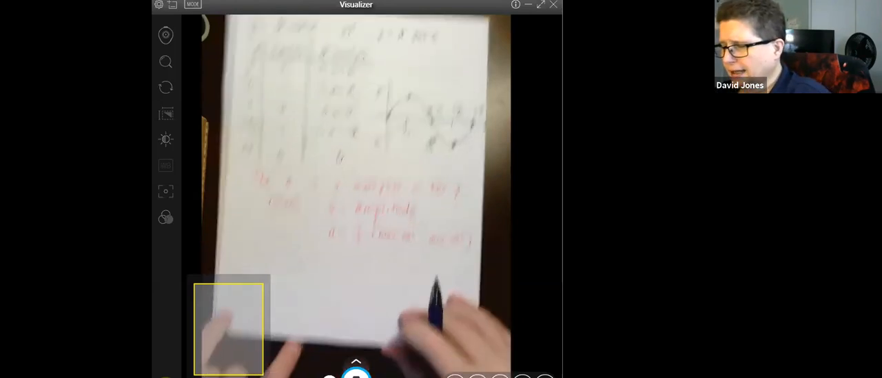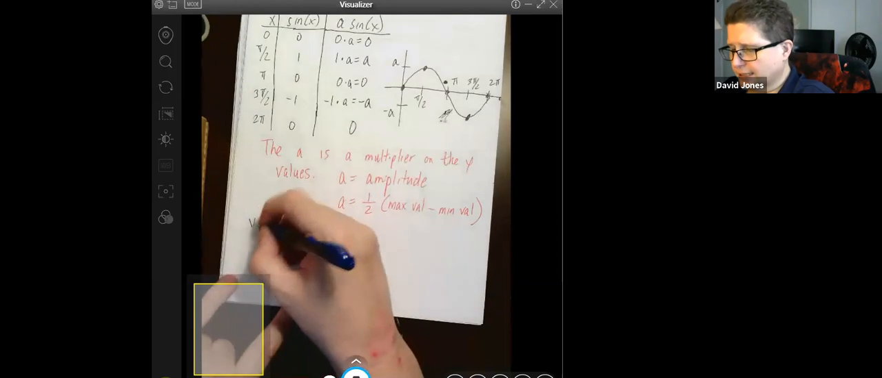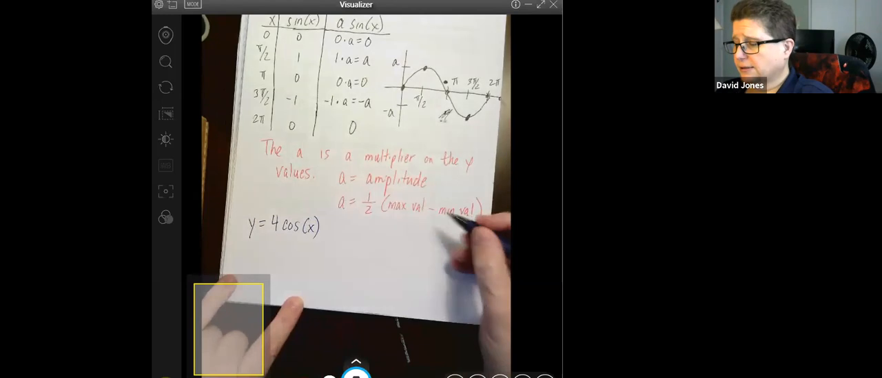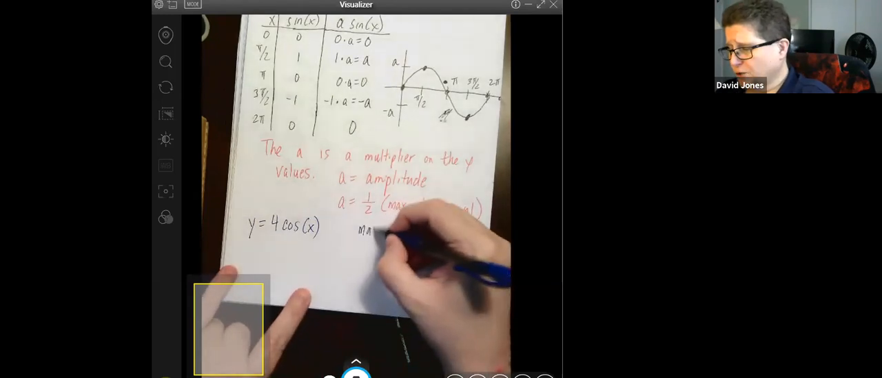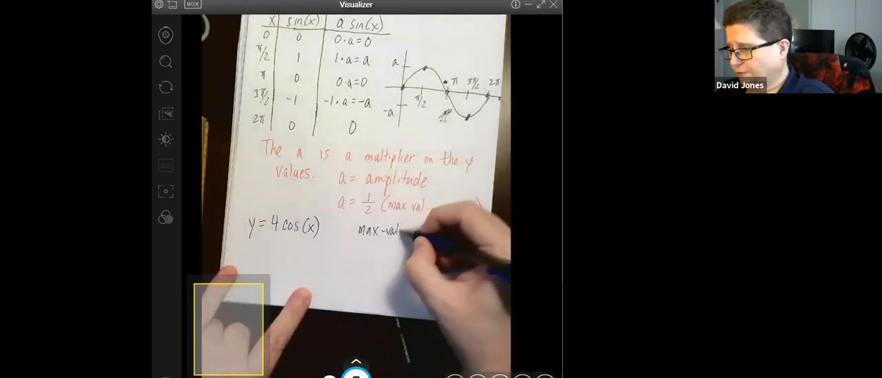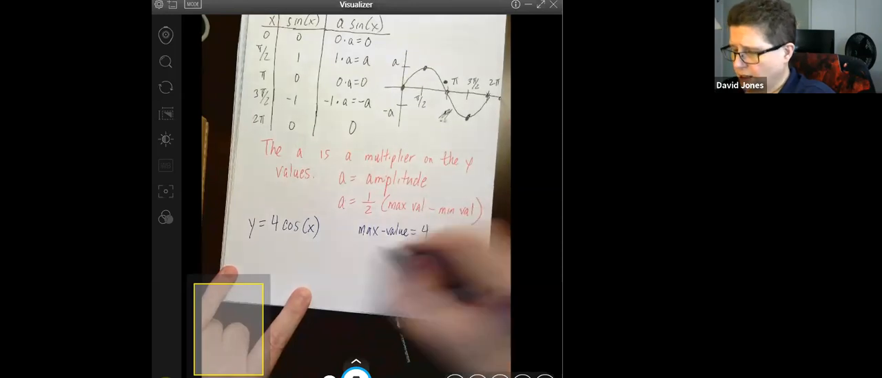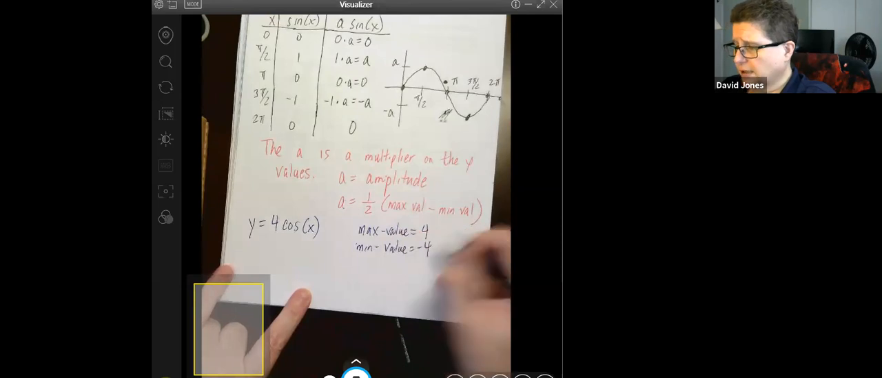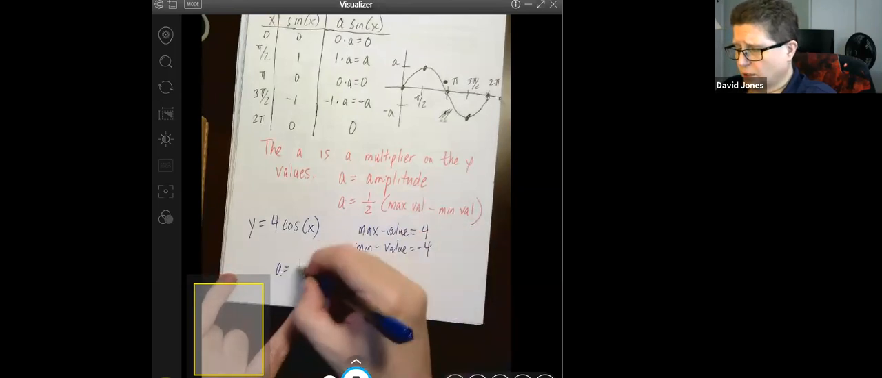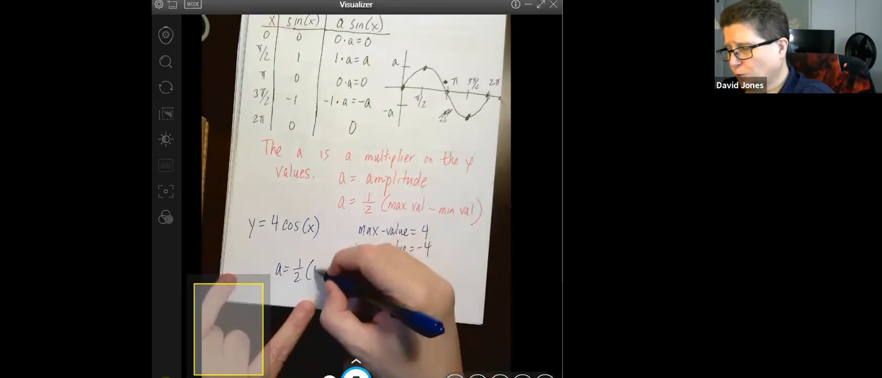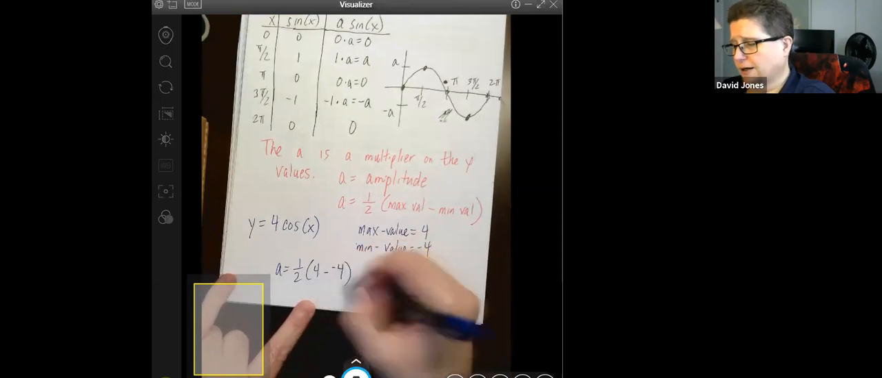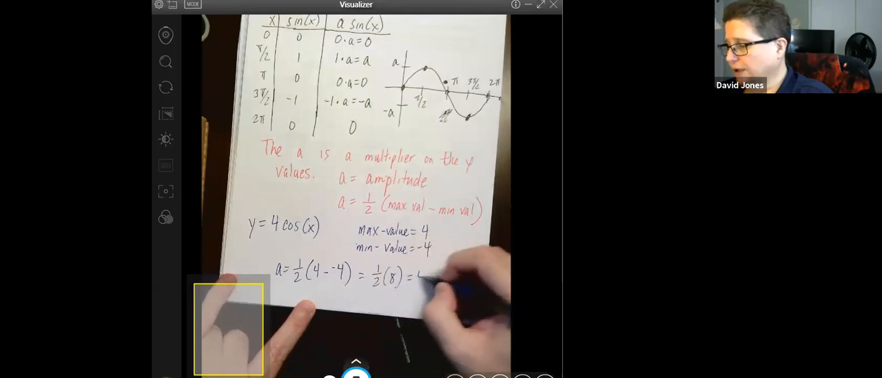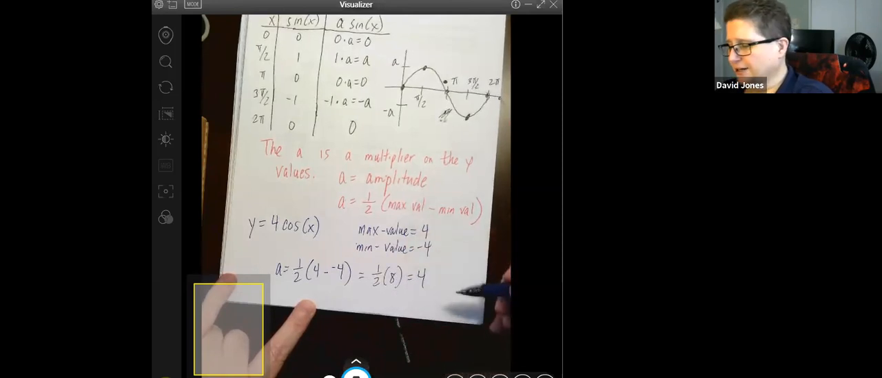What I mean by that, if we look at y equals 4 sine x or cosine x, same for both. The maximum value is 4. The minimum value is -4. And a equals 1/2 times 4 minus -4, is 1/2 times 8, which equals 4. That's how up and down it goes.